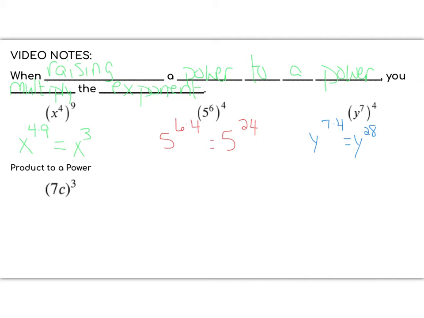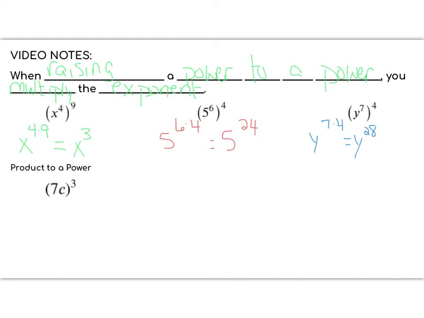One way that you might be able to remember this rule is when the exponents are written side by side like this. The 4 and 9 are written really close together. The 6 and 4 are close together. The 7 and 4 are side by side. You multiply, just like anything that we write side by side normally in a normal expression means multiplication.